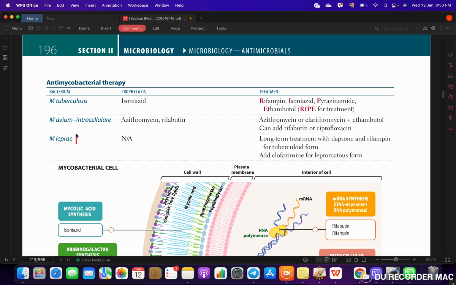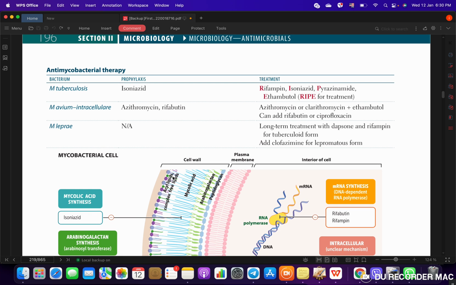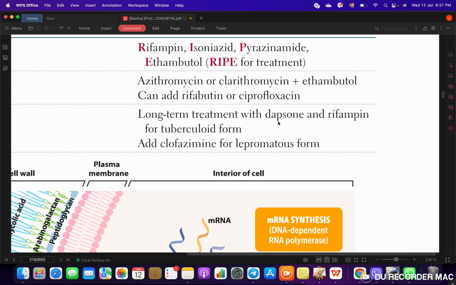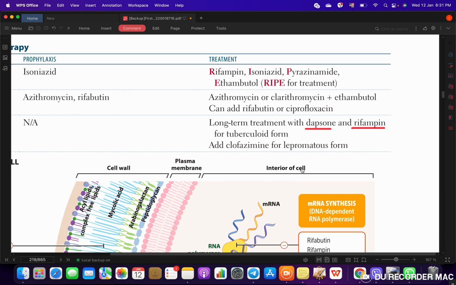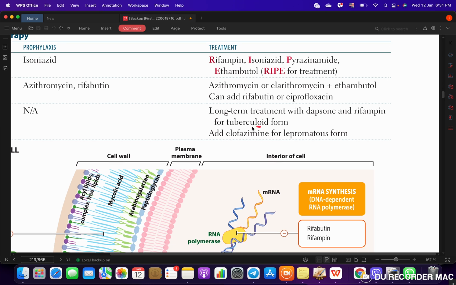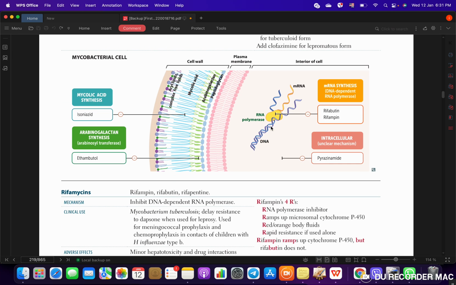Okay, so Mycobacterium leprae, which is leprosy. What is worse, the tuberculoid form or the lepromatous form of leprosy? Which one is worse? Yep, the lepromatous form. Remember, for the tuberculoid form, you could give dapsone and rifampin, and that would do it. But for the lepromatous form, you have to give this drug that is only mentioned a couple of times in the book, clofazimine. Okay, so clofazimine is used for the treatment. You don't need to know the mechanism of action.